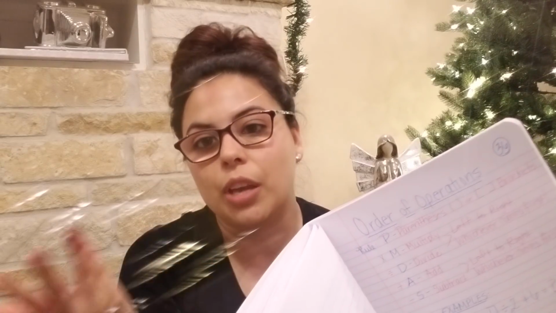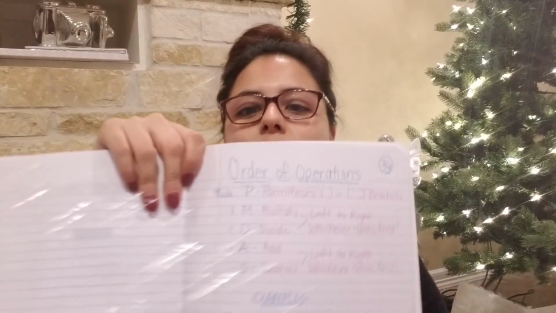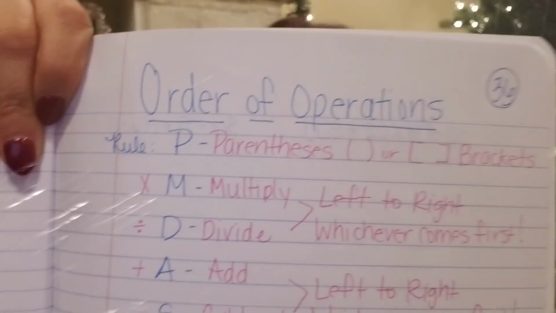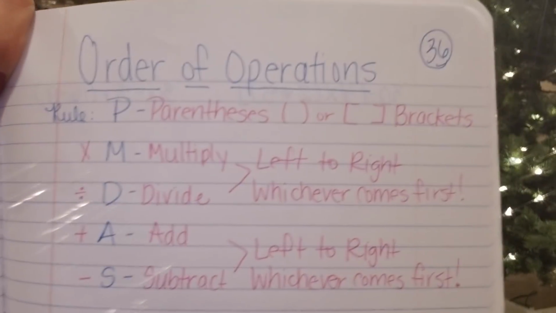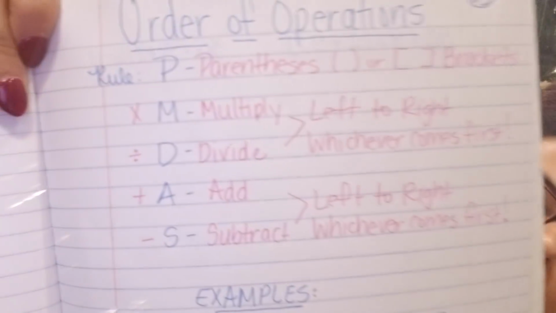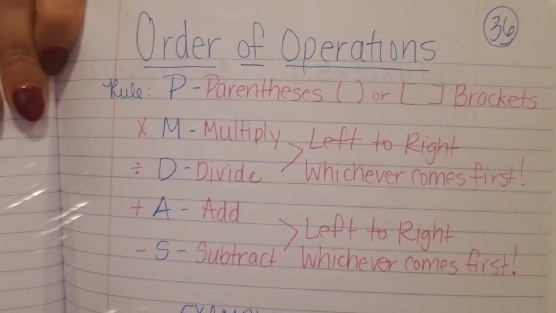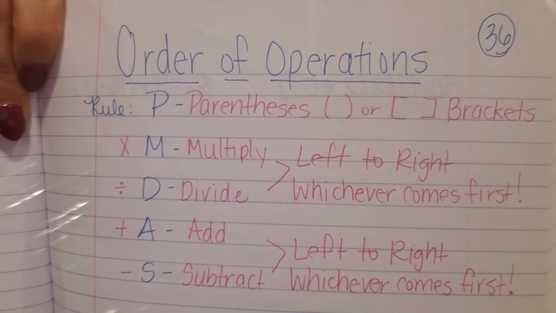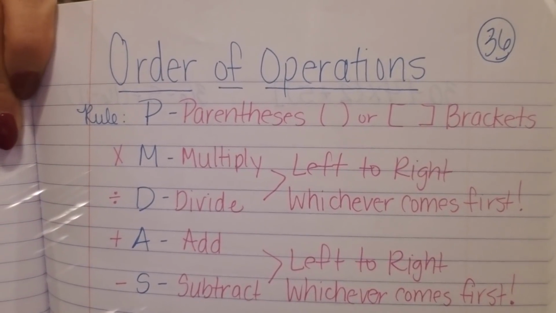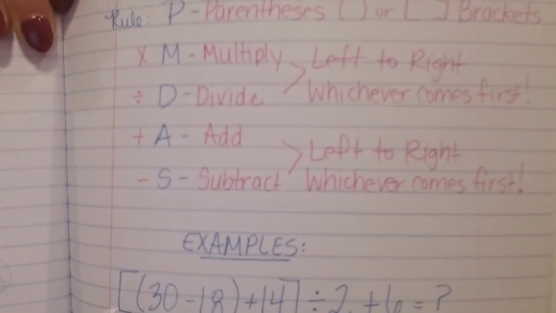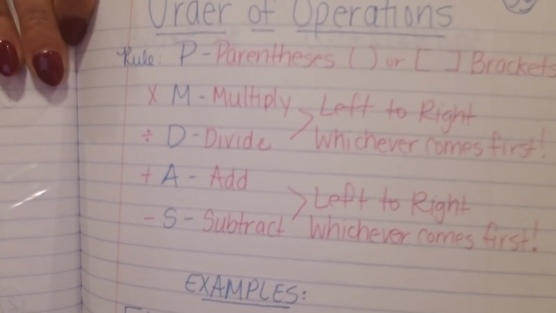If I go too fast, obviously I'm probably just going to show this up here, and it's going to say order of operations, and then you have the PEMDAS. You have PMDAS, P standing for parentheses, M standing for multiplication, D for division, A for addition, and then S for subtraction.